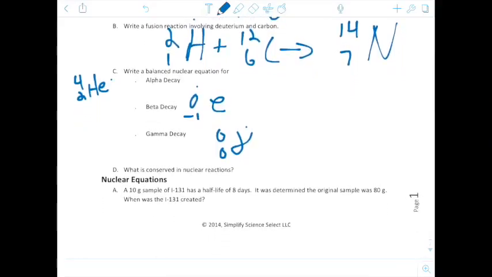D, it says what is conserved in a nuclear reaction? Energy is conserved. So we see that our mass is going to change, and when our mass changes, it turns into energy. And so energy and mass is always conserved through Einstein's equation of E equals mc squared. And so even in nuclear reactions, when we're producing a massive amount of energy, some of the mass is turned into that energy.